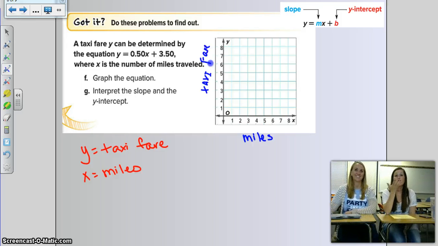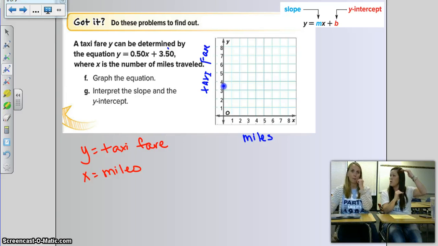Okay. So now we're going to graph the equation. Step 1, put your y-intercept on there. So I'm going to put a little 1 right next to my 3.50. That's my first thing. I'm going to go to $3.50, put it up. There doesn't seem to be a line for 3.50, but it's okay. I can estimate it's in between 3 and 4.